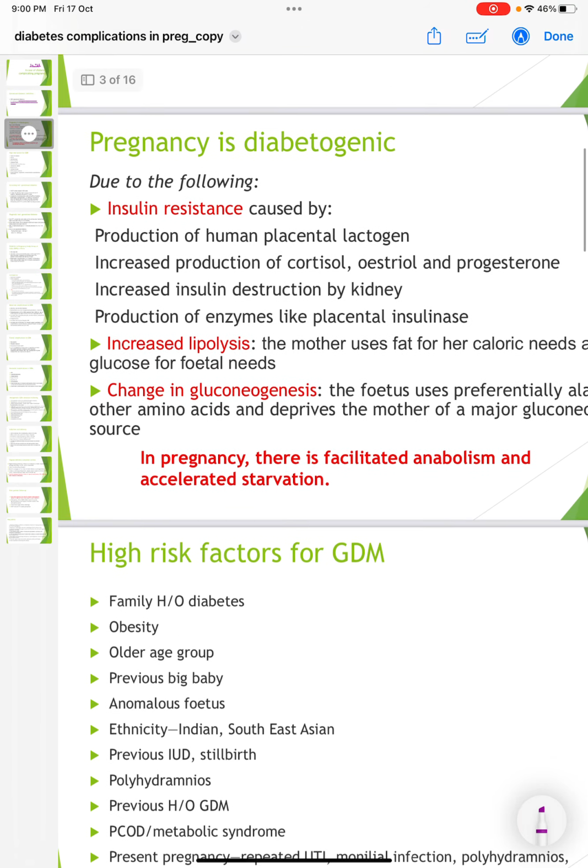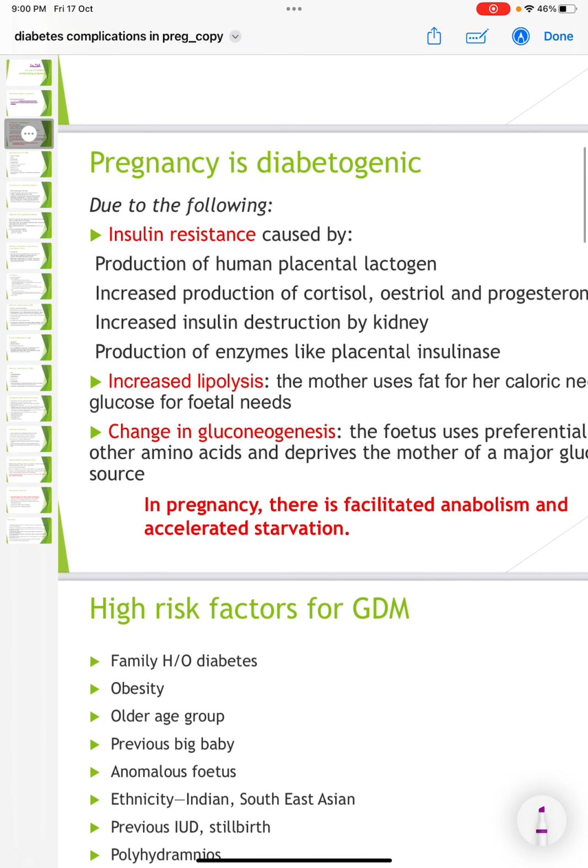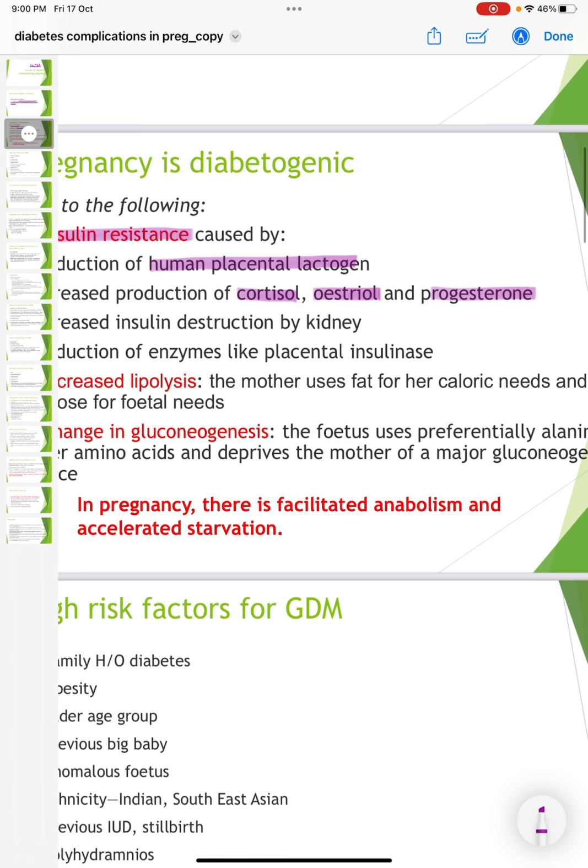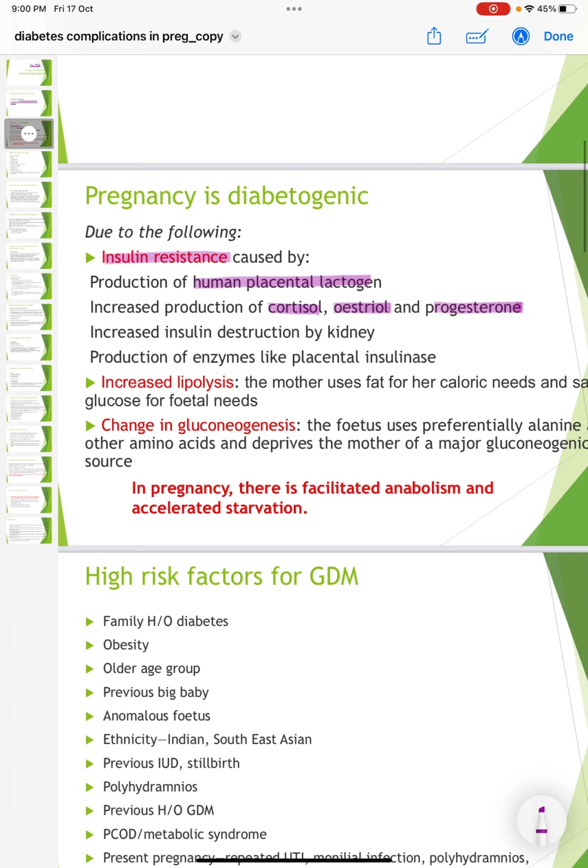So why is pregnancy diabetogenic? Because of insulin resistance caused by the hormones, like human placental lactogen, increased production of cortisol, estriol and progesterone, and increased insulin destruction by the kidney and production of enzymes like placental insulinase.